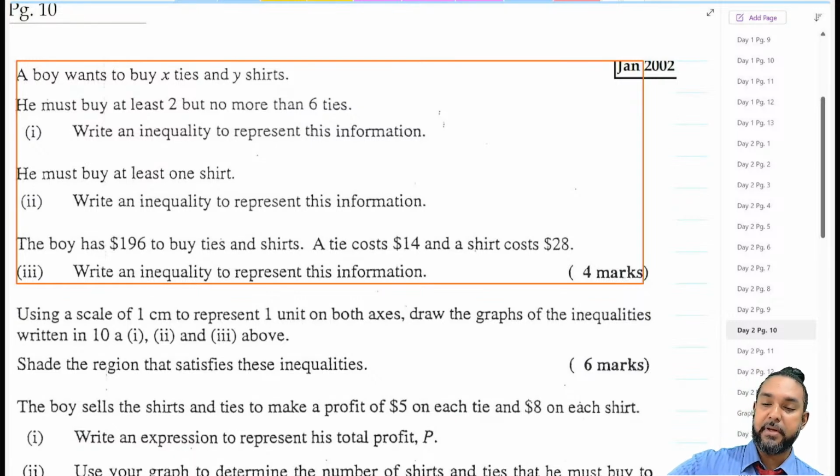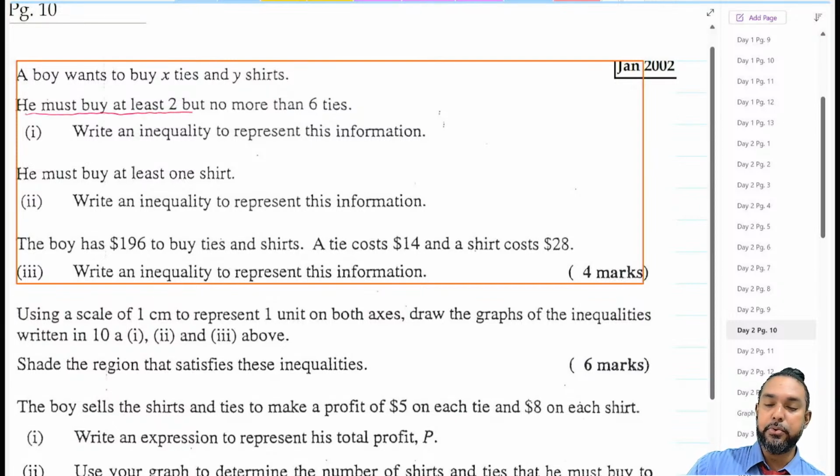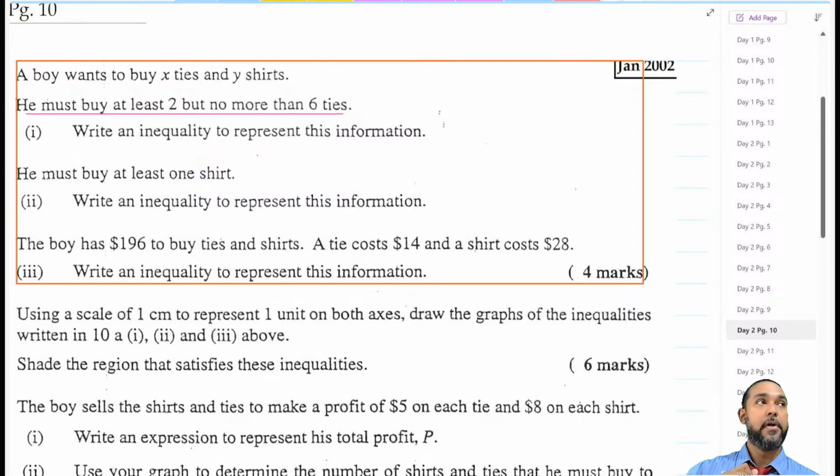Now, look at the first statement here. He must buy at least 2, but no more than 6 ties. That looks like the exercise we just did. He must buy at least 2, so he could buy 2 or more, so X will be greater than or equal to 2, but no more than 6. He could buy 6, but he cannot buy more than 6, so X would be less than or equal to 6. But of course, we know we have to combine these 2 into 1. So what would that look like?